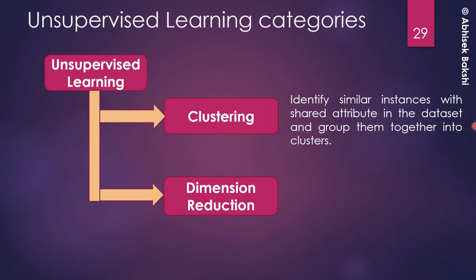There are two different types of unsupervised learning we can have. One we call clustering, and another we can say is dimension reduction. What is clustering? Clustering means identifying similar instances with shared attributes in the dataset and grouping them together into clusters.